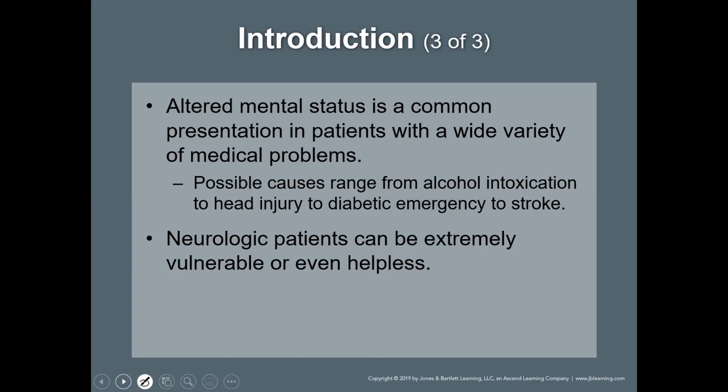Neurological patients and treatments are sometimes hard to figure out, but in the field, at least, we don't have CT scans and that sort of thing, so we do what we can to rule out the easy stuff that we can fix, like hypoglycemia, and we protect them, and we move to the hospital.